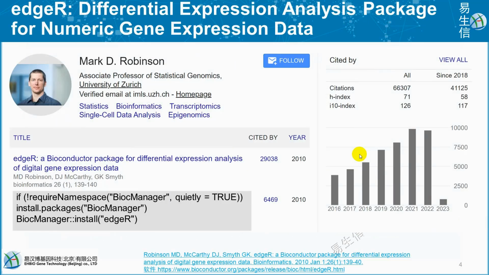edgeR is the package used for differential expression analysis for numeric gene expression data. The R package edgeR was published in Bioinformatics in 2010. The author is Mark D. Robinson, and it is also a most cited article. This article has great staying power and citations continue to grow.